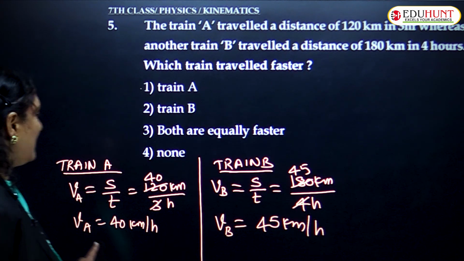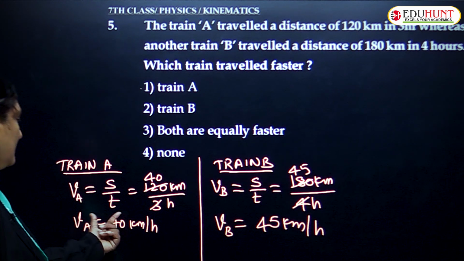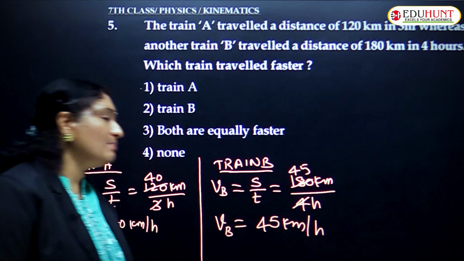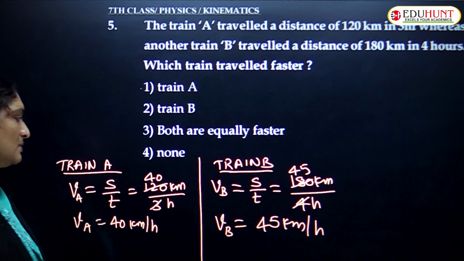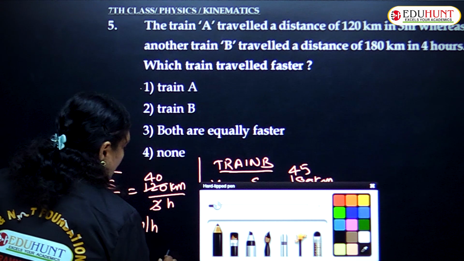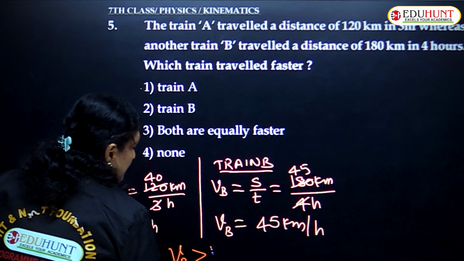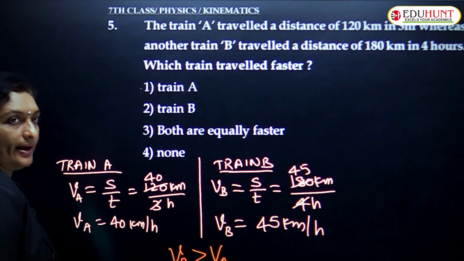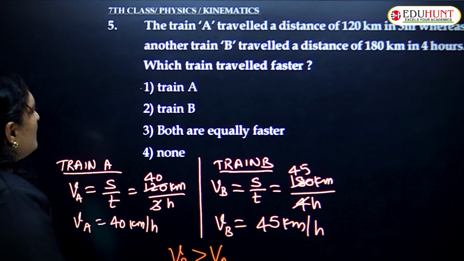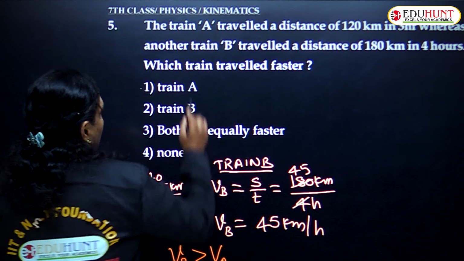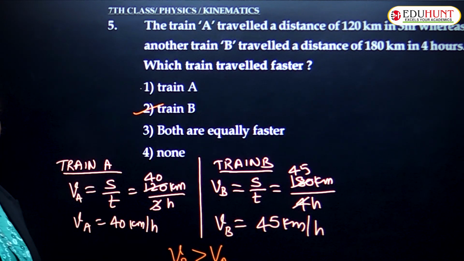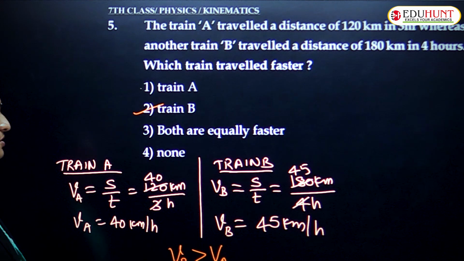If you compare the speed of A with the speed of B, A travels with 40 kilometers per hour, whereas the second train B travels with 45 kilometers per hour. Clearly, the speed of B is greater than the speed of A. Hence, B travels faster than A. Which train travels faster? Train B travels faster as compared to A. Next question.